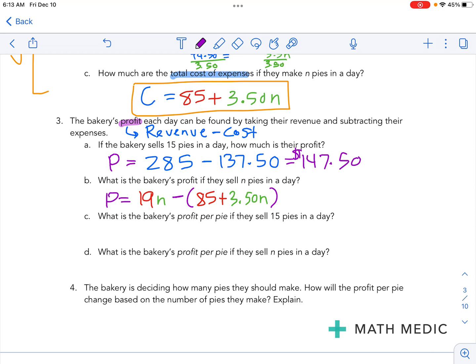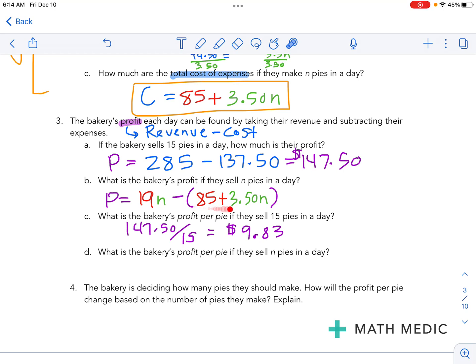What is the bakery's profit per pie if they sell 15 pies? So in other words, we get $147.50 for 15 pies. So we just need to divide that by 15. And so our profit per pie then is $9.83. So we sell a pie for $19 and we get that much profit. So it costs just under $10 to make a pie, which you might think, well, how does that work? Because it costs $3.50 for ingredients. But remember, we got this fixed cost here, our overhead, so to speak, and we've got to factor that into a pie. So if we take this divided by 15, that's the extra $6.33 to make up that total.